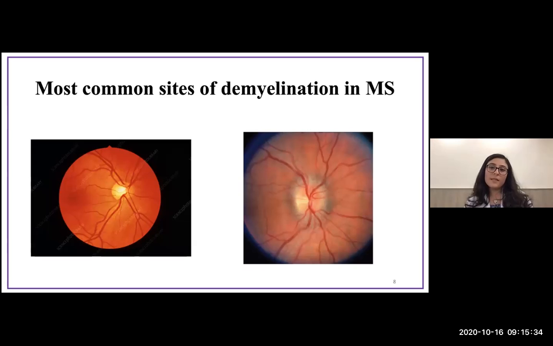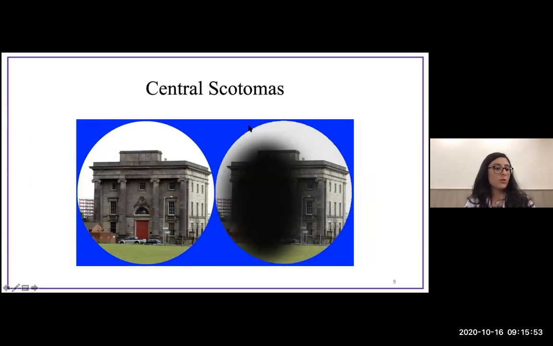The most common site of demyelination in multiple sclerosis is, of course, the optic nerve. If we perform a fundoscopy exam, this is what a normal optic nerve should look like. But with multiple sclerosis, you get demyelination, and this is what it actually looks like. So this is the demyelinating portion. Also, characteristically, there are centroscotomas seen in multiple sclerosis patients, so you have a black dot in the middle of a patient's vision.